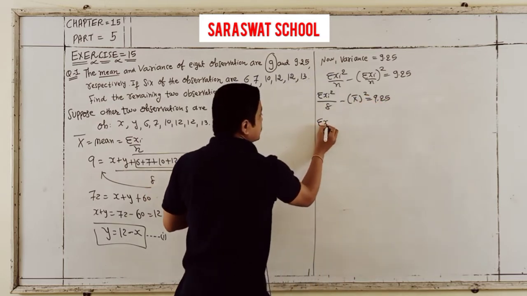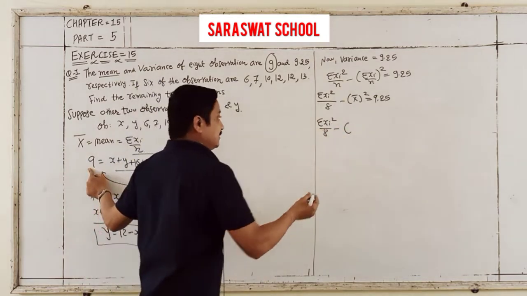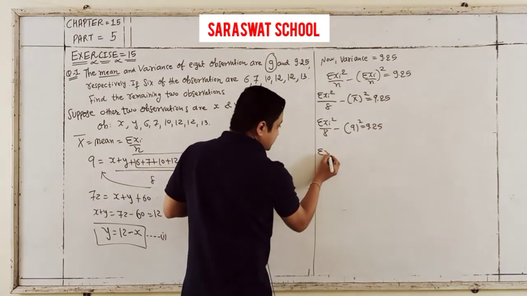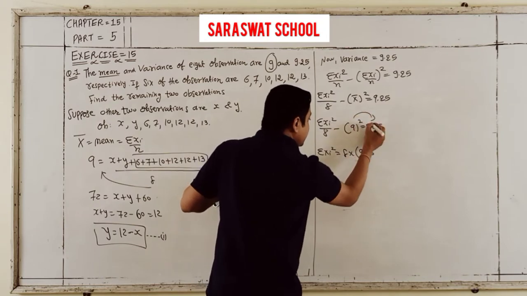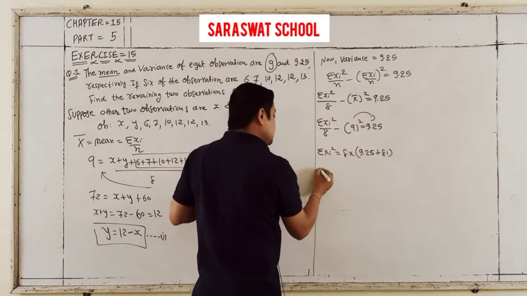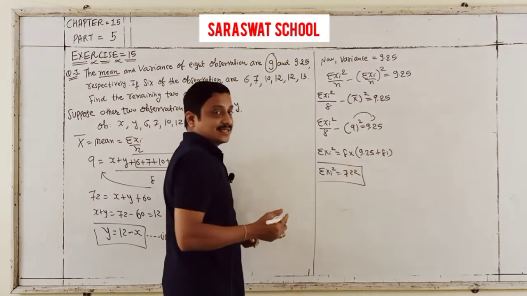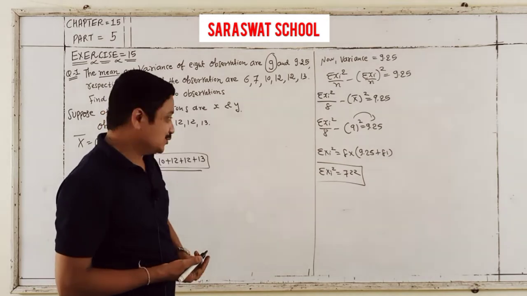So the mean square is originally known: 9 square is 81. So sigma xi square is 8 into 9.25 plus 81, that is 81 plus 9.25, which is 90.25, into 8, and total sigma xi square will be 722.